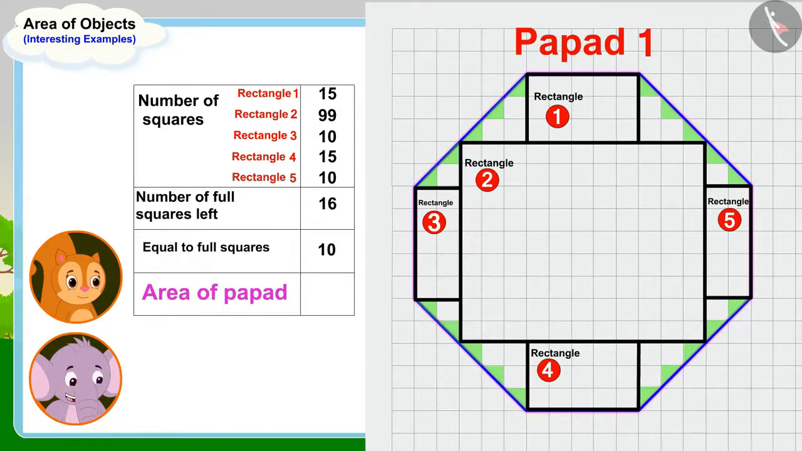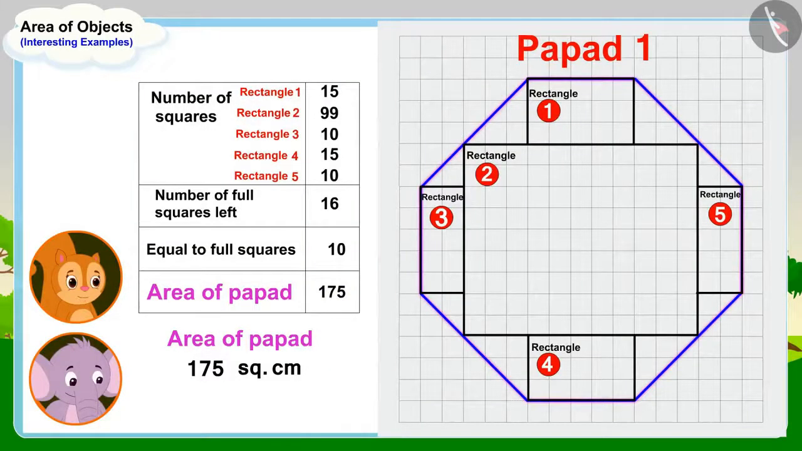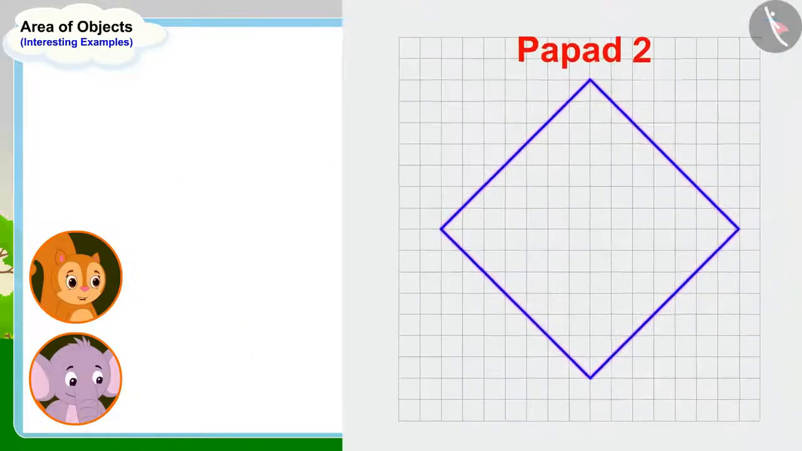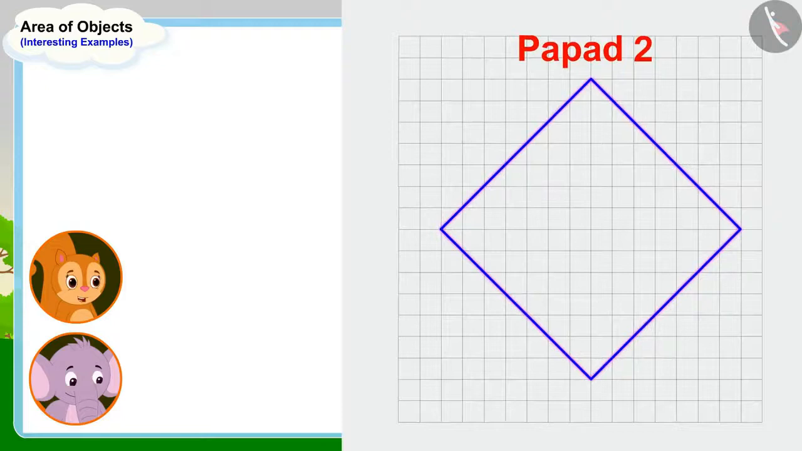Look, Chanda, there are 175 squares in total in the area of this popper. In other words, the area of this popper is 175 square centimeters. Appu explained to Chanda. Oh wow, Appu, this is very easy and fun too. Let me find the area of this popper now.